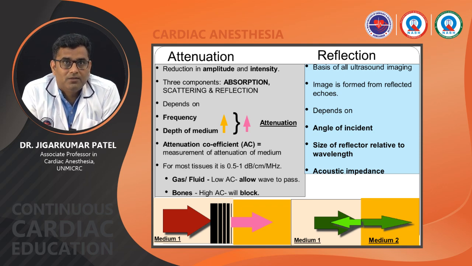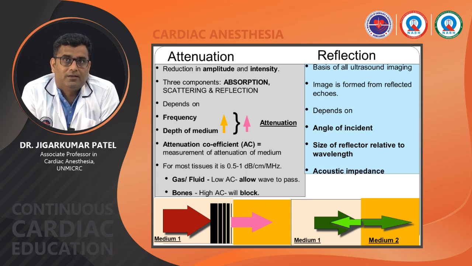If a high frequency sound wave travels in the medium, it will attenuate faster than a low frequency one. So to get better imaging at depth, we have to use low frequency, so it will attenuate less than the high frequency. Similarly, as the depth of the medium increases, it will be more attenuated. The attenuation coefficient is the measurement of attenuation of any medium. For most tissue, it is 0.5 to 1 decibel per centimeter per megahertz. Gas and fluid have a very low attenuation coefficient, so they allow the wave to pass, and bone has a very high attenuation coefficient, so it will block the sound wave.